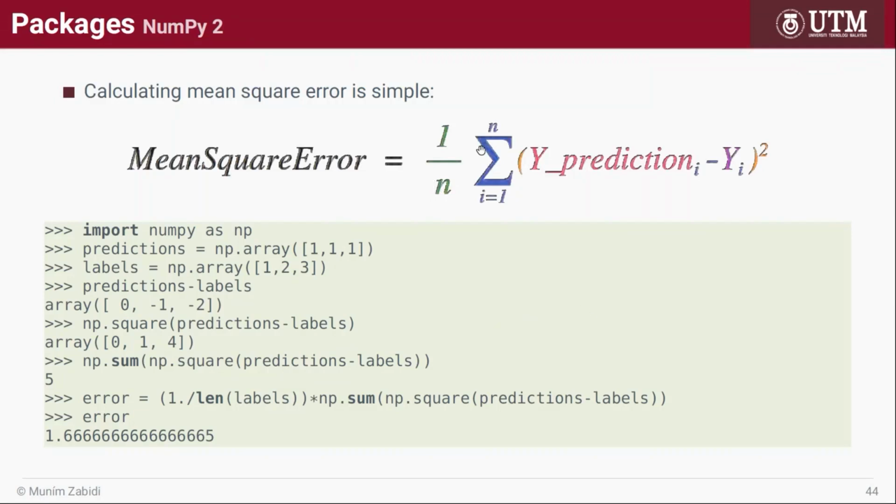But to make it more flexible, maybe you do not know the size of the array, so you can just do 1 divided by the length of the labels. Either labels or predictions, since they are the same. Since the labels here contain 3 items, 1 divided by length of labels becomes 1 divided by 3. So basically what you're doing is 5 divided by 3, and we get 1.6.